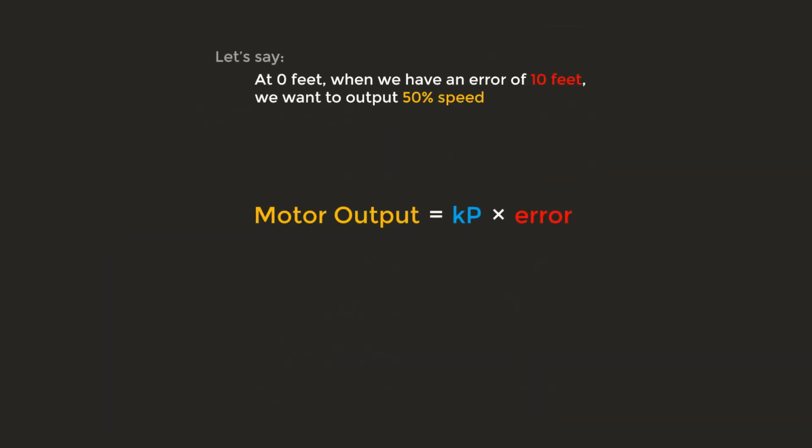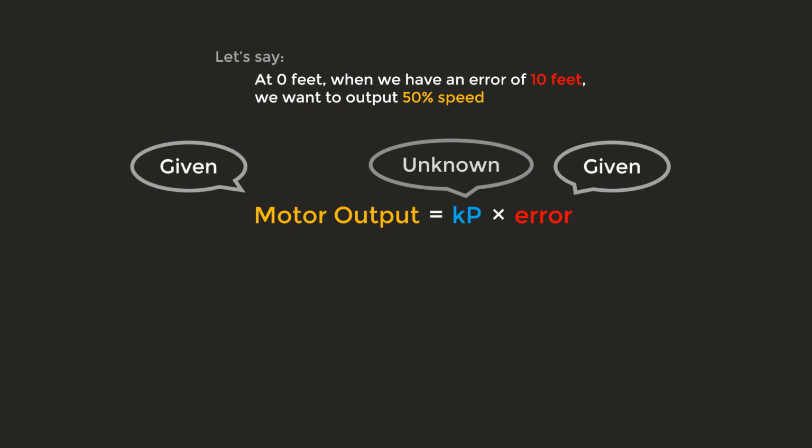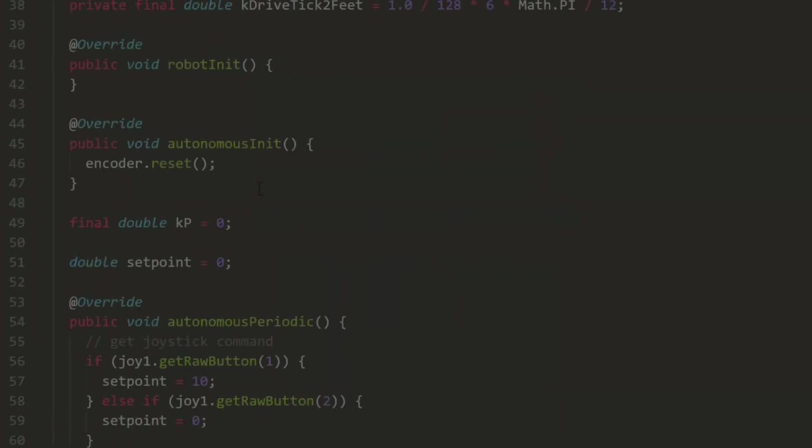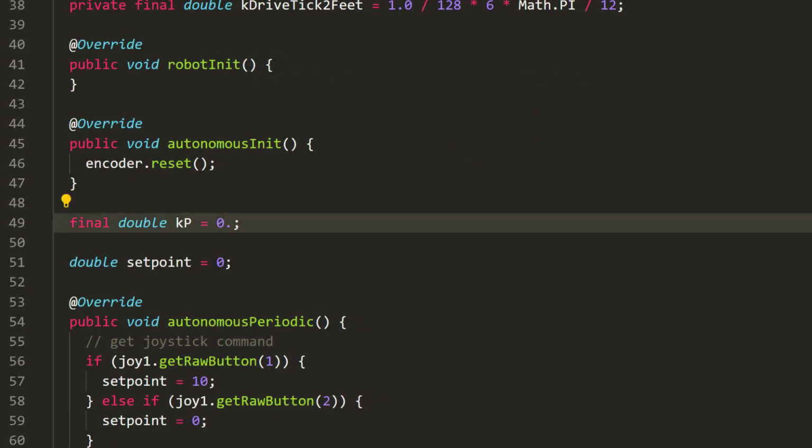In our equation, in the beginning, the error variable will get a value of 10 for 10 feet. And at that moment, let's say we want the output to be 50%. With the given error and our desired output speed, we can solve for a value of Kp. This value is just a wild guess, but it's a good place to start. Let's enter this value into the code.